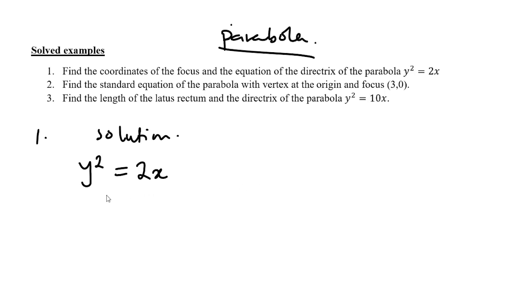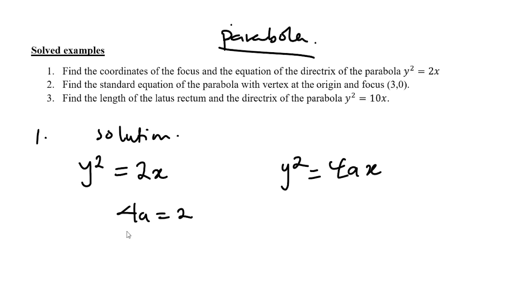Now, this one, the standard form of the parabola, you can compare it to y squared equals 4ax. So this one means that the directrix is parallel to the y axis. So that's where we have something like this. Now in this case, by comparing with this, realize that our 4a will be equal to 2.